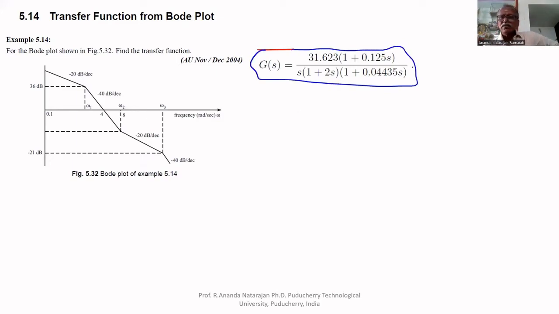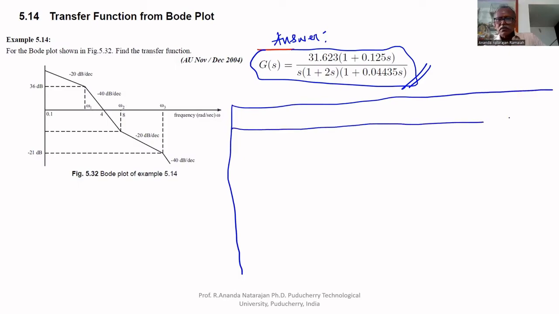How do we find this transfer function for a given Bode plot? We know that we form a table to draw the Bode plot. Here, we have to reverse the table.